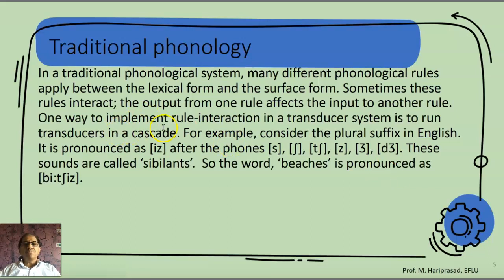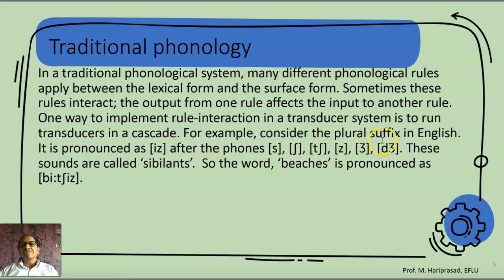One way to implement rule interaction in a transducer system is to run transducers in a cascade. We have several rules applying, with one rule influencing the other, so we put all the rules together to form a cascade.